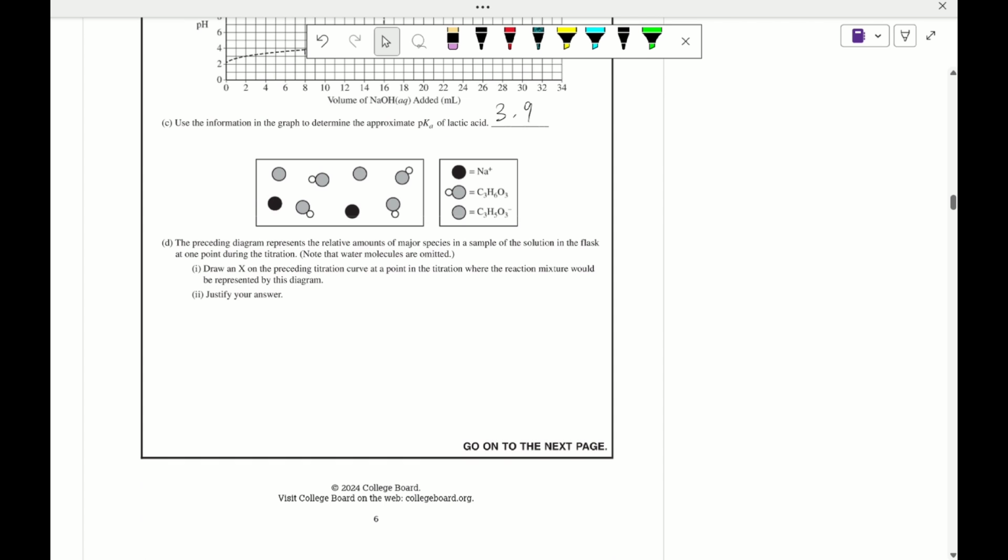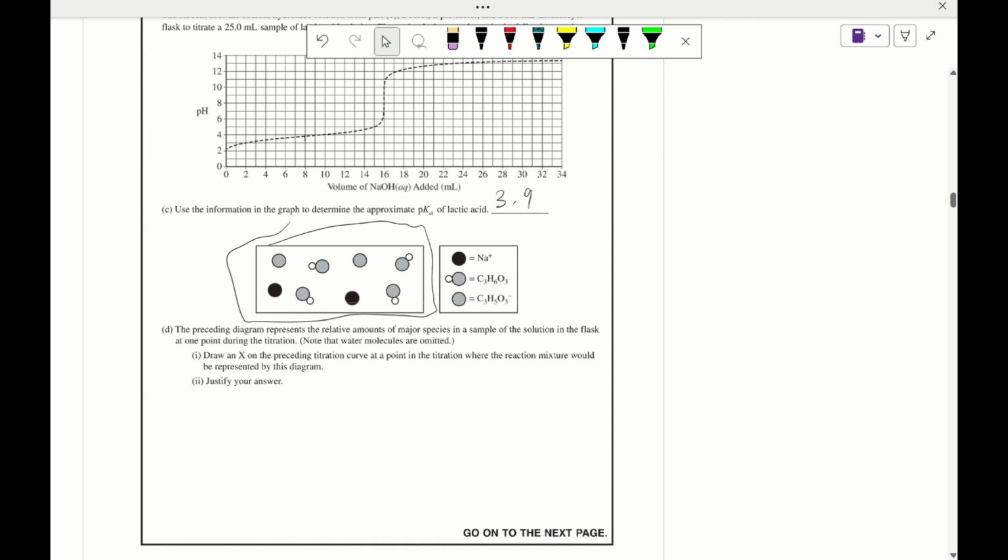And then it asks where basically this situation would be in this titration curve and to draw an X. So we know we can find this using the Henderson-Hasselbalch equation. We know the pKa of lactic acid. So basically the pH would be pKa plus the log of the ratio of the base over the acid, which is 1.2. So I put this in my calculator. That will give us about 3.6. So the pH equals 3.6, and we can see at 3.6 is about 6 mL. So that's where the X would go.